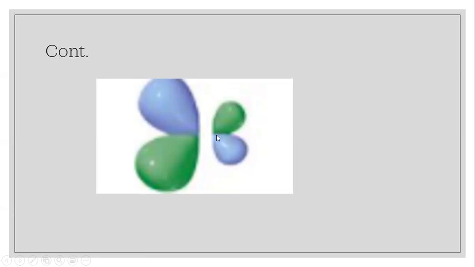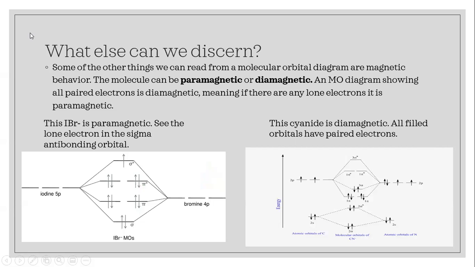And so that lets you know that this is a pi molecular orbital, and it's anti-bonding since it has this vertical node perpendicular, however you want to say it, and the two nuclei aren't lined up on a horizontal plane. I'm just going to keep on going. And so what else can you learn from these diagrams?